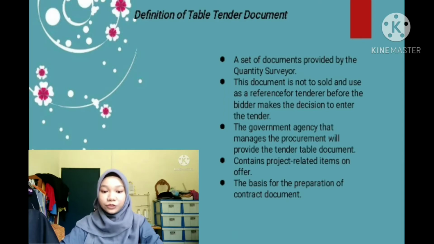When preparing the contract document, the contractor is responsible for ensuring that all the documents received at the time of return of the document are the same as the table tender document, especially in the drawings and other documents.